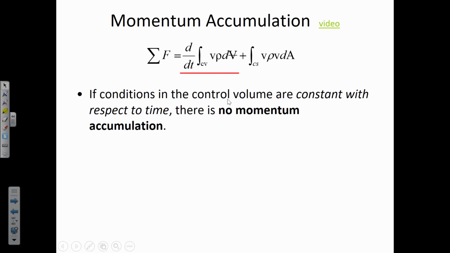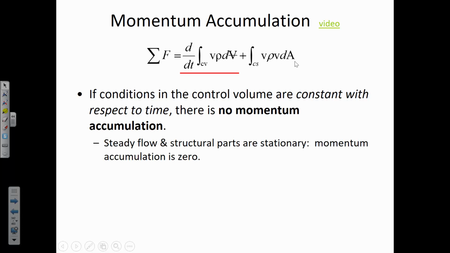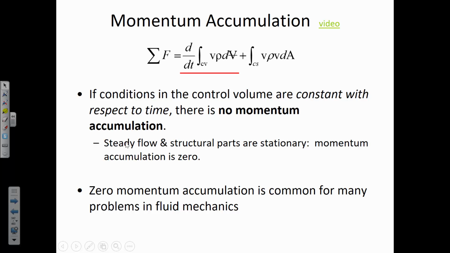And so most of the scenarios that we'll take a look at will have no momentum accumulation. And so we'll cancel out this term, and we'll say that the forces that we see due to fluids changing direction or a change in mass flow rate are going to be just due to the flow through the control surfaces. So the stationary structural parts and steady flow conditions, meaning that the flow rate isn't changing over time, allow us to say momentum accumulation is zero. And that's what we're going to see in our illustrations. So here is the simplified version of the momentum equation after we cancel out the idea of accumulation in the control volume.